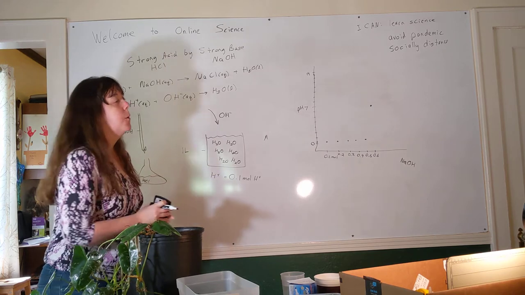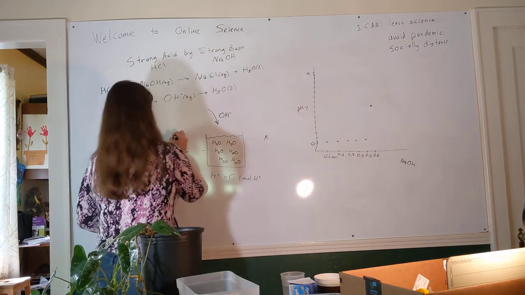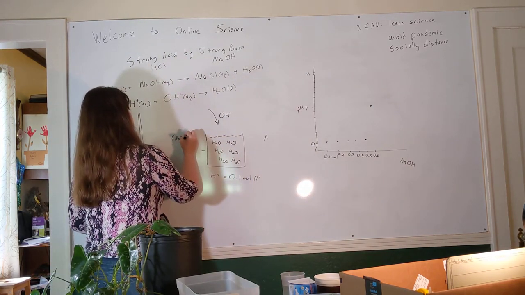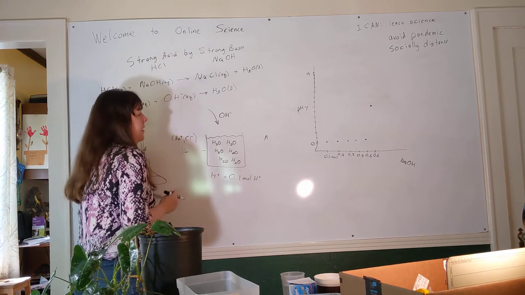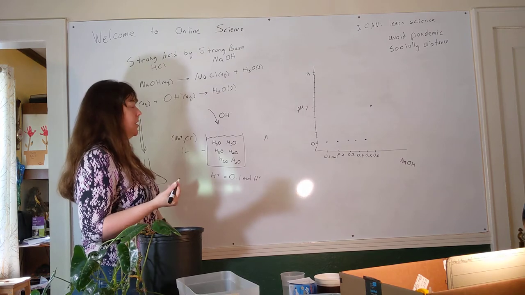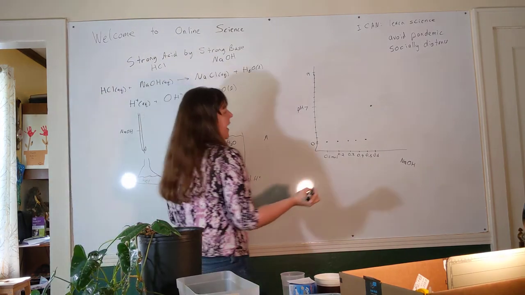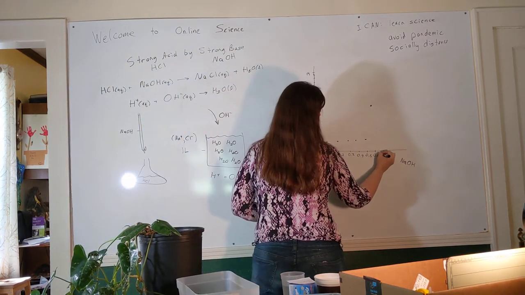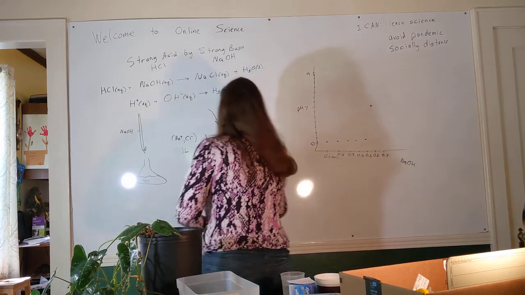It's worth remembering that what we actually have in solution also is Na+ and Cl−. But we don't have to stop the titration now. What we're going to do is continue with the titration. We're going to add 0.1 more, for a total of 0.7.